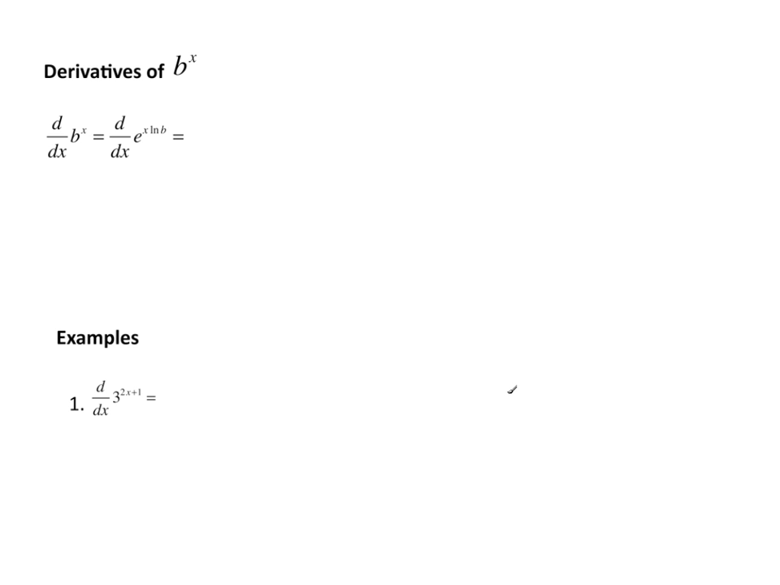So let's take a look at the idea of taking a derivative of something of the form of b to the x, where b is a base other than e. Now, d dx, the first derivative of b to the x, is the same as d dx of e raised to the x ln b. That's because, as we said earlier, b to the x is defined as e to the x ln b.